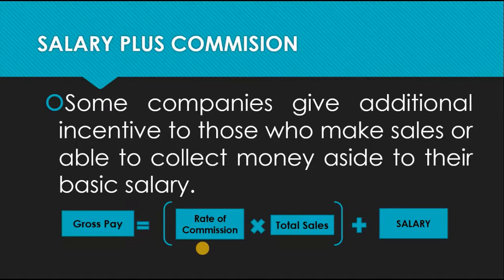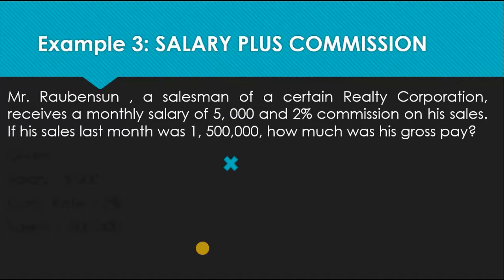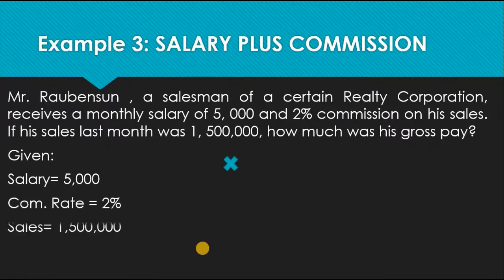Let's try to look at an example of solving salary plus commission. Example number 3. Mr. Robinson, a salesman of a certain realty corporation, receives a monthly salary of $5,000 at 2% commission on his sales. If his sales last month was $1,500,000, how much was his gross pay? Let's write all the given in this problem. The given are salary $5,000, commission rate of 2%, and the sales of $1,500,000.